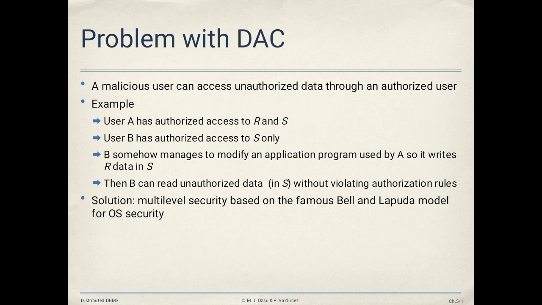So what are the problems with discretionary access control? A malicious user can access the unauthorized data through the authorized user. For example, if user A has authorized access to R and S, and B has authorized access to S only, B can read the unauthorized data without violating the authorization rule. So here we need to perform the multi-level security based access control.